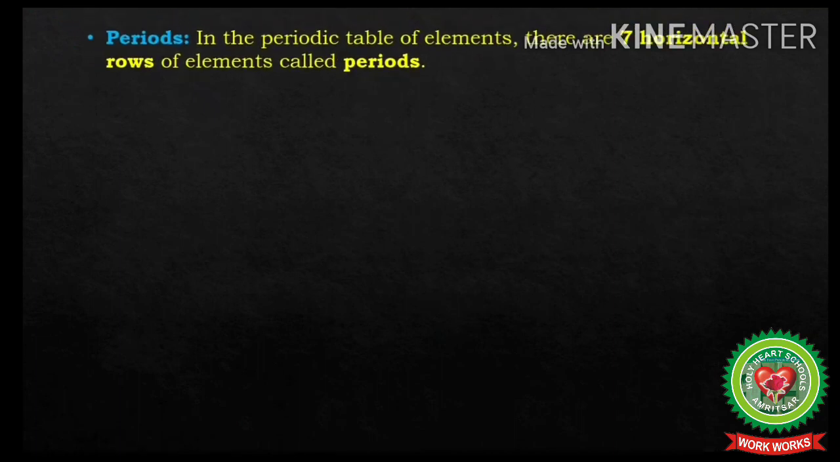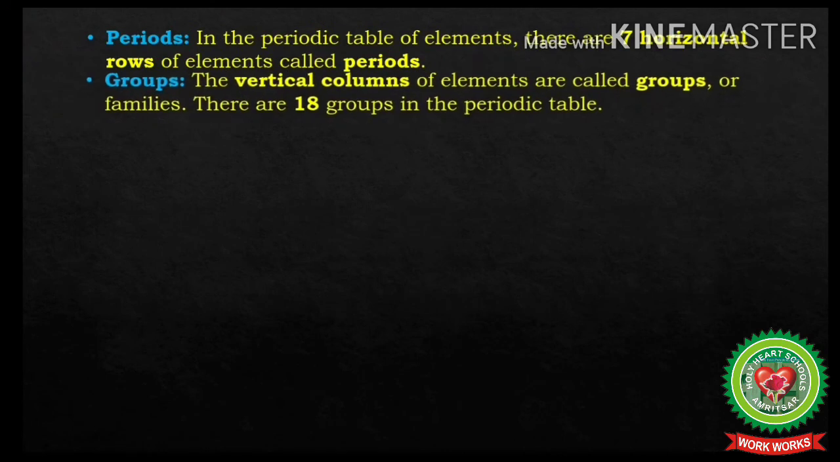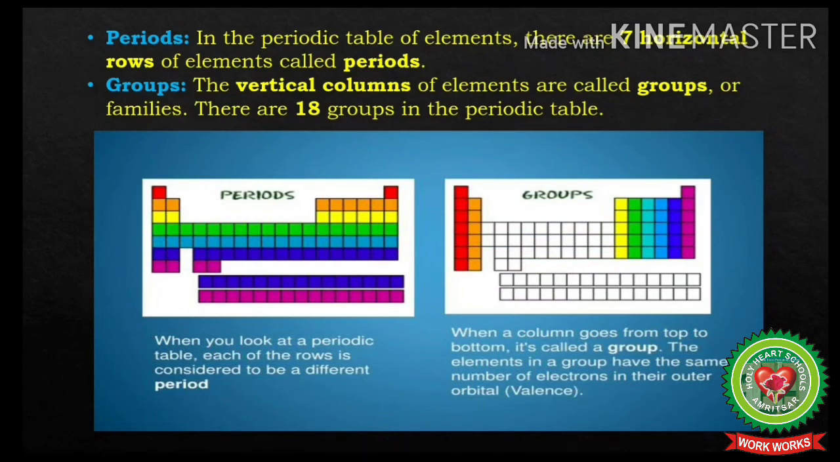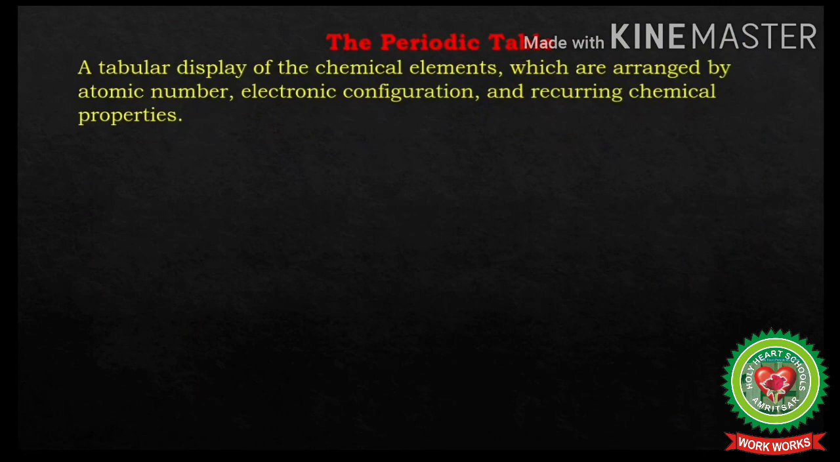Now next term is periods. So in a periodic table of elements, there are 7 horizontal rows of elements called periods, and there are 18 vertical columns called groups. So you can clearly see that these horizontal rows are periods and these vertical columns are groups. So what is a periodic table? A tabular display of the chemical elements which are arranged by atomic number, electronic configuration and reoccurring chemical properties, or you can say periodicity, is called periodic table.